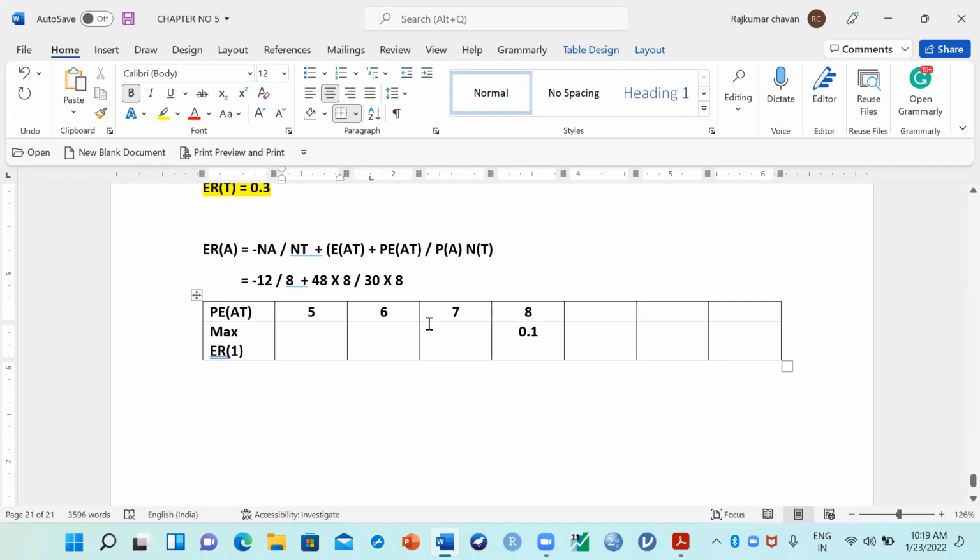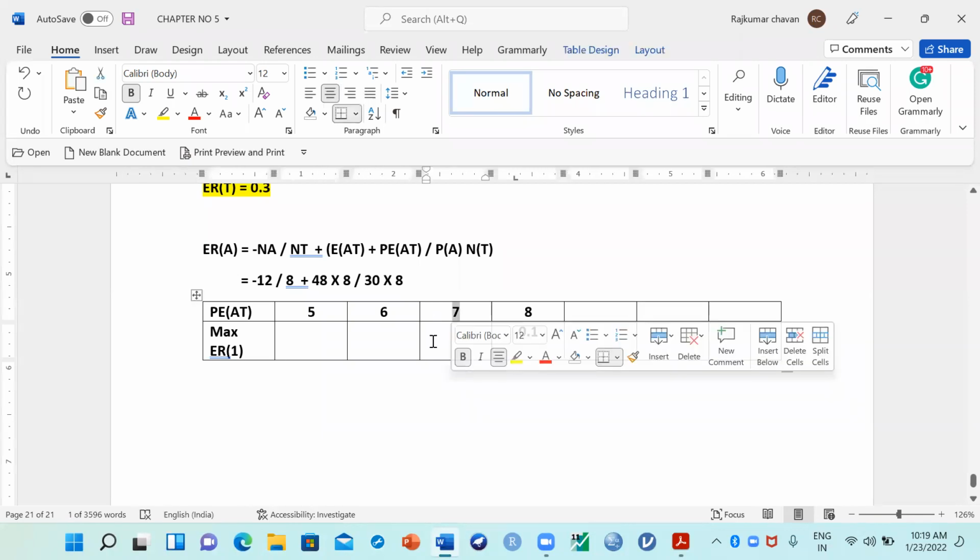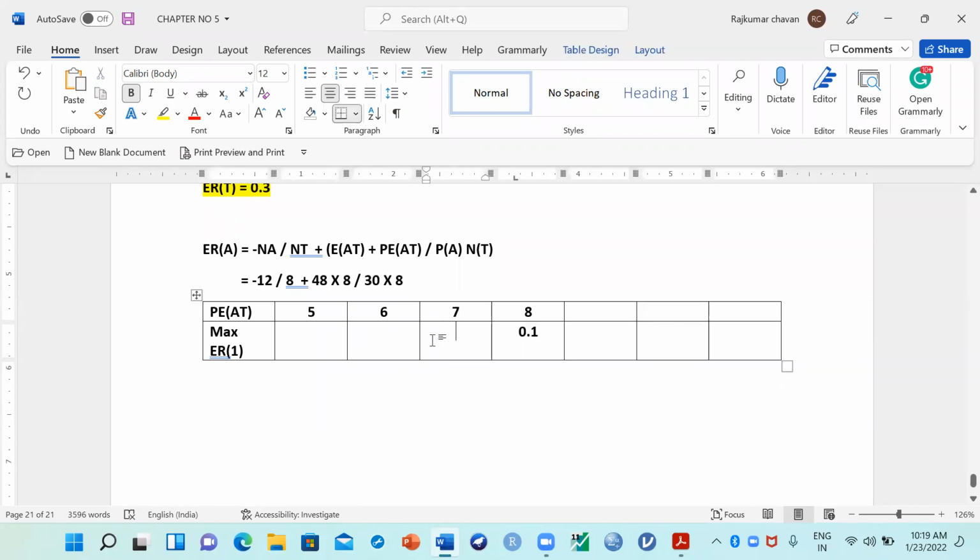Suppose we assume the company has a P/E ratio now. What you have to do is assume the price earning ratio is now 7. How much will the price earning ratio be now? It will be 7. So now what will be my ER1? Just replace the values over here, one by one, based on this information according to the formulas.